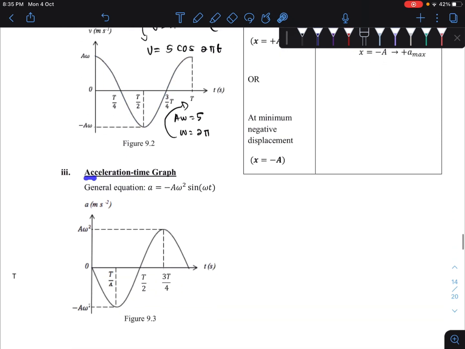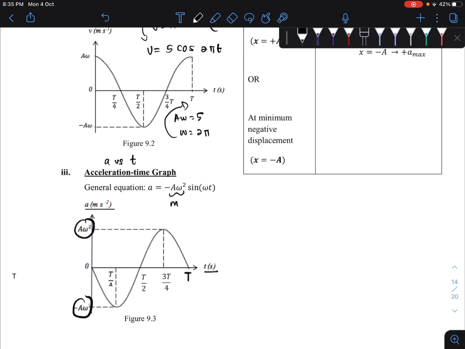Okay, and then for acceleration versus time graph, what we have here is the general equation given as A is equals to negative A omega square sin omega t. Ini pun datang daripada derivation yang kita dah belajar tadi. Alright, so your paksi Y here is A, acceleration with the unit. Paksi X adalah time because A versus time dekat sini. And then kita masukkan period kita, one complete cycle, label dia, label period and then label maximum acceleration.